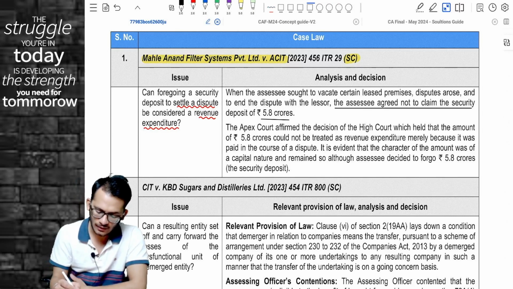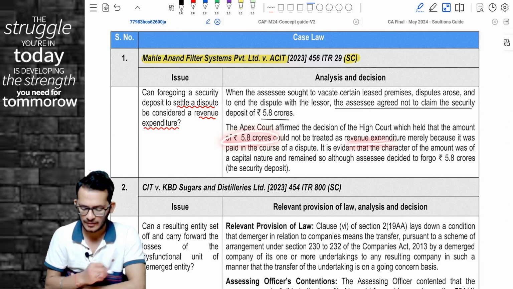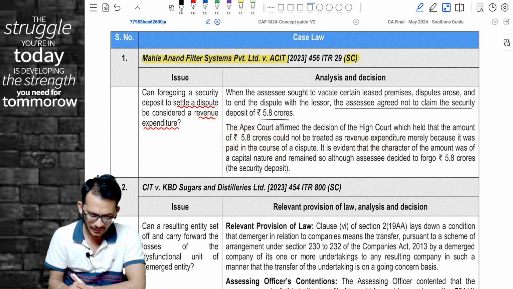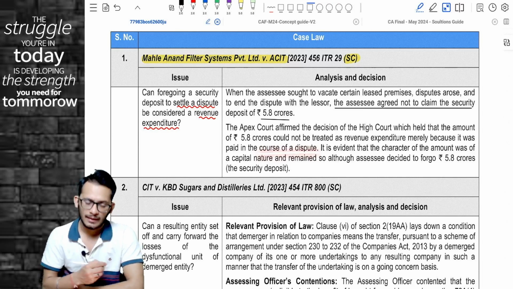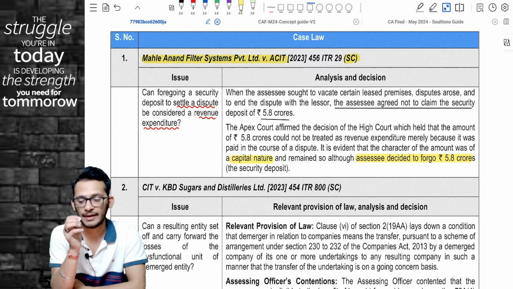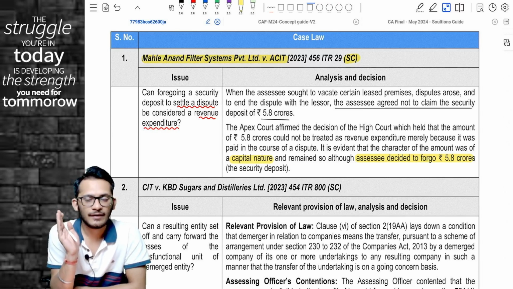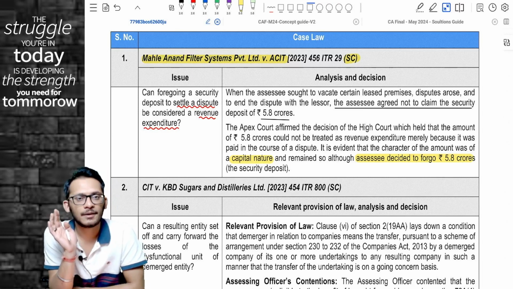The apex court affirmed that the High Court, which held the amount of 5.8 crores could not be treated as a revenue expenditure merely because it was paid in the course of a dispute. It is evident that the character of the amount was of capital nature and remained so, although the assessee decided to forego the 5.8 crores of security deposit. Therefore, the Supreme Court passed a judgment where it said this cannot be treated as a revenue expenditure. You will continue to use it as a capital expenditure.